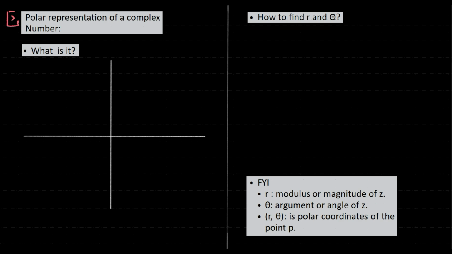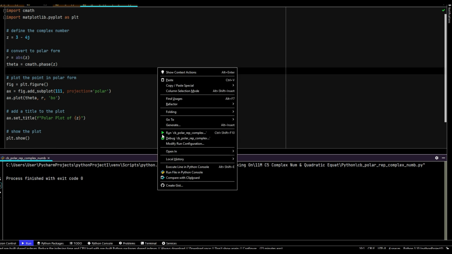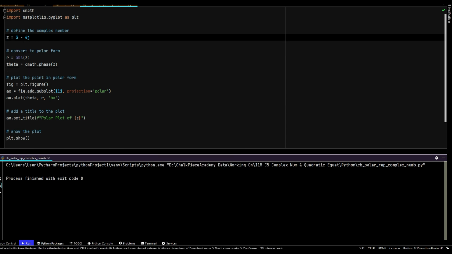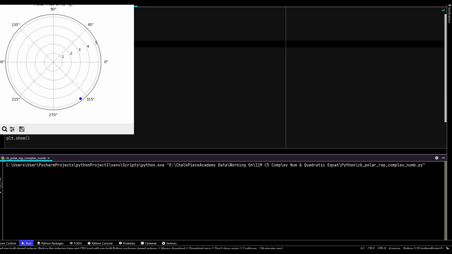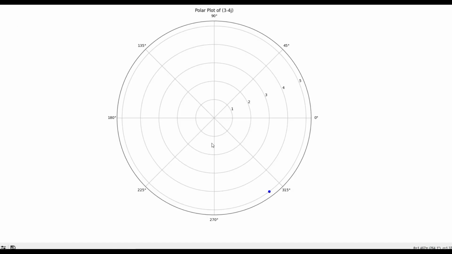So I'll show an example, simulate an example for you guys. We're going to represent 3 minus 4i. Instead of j, you think of it to be an i. So that's a complex number. How else can I represent it? Let me show that with this.